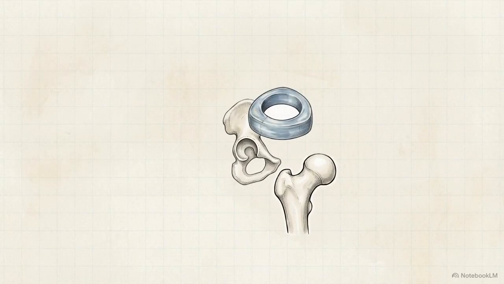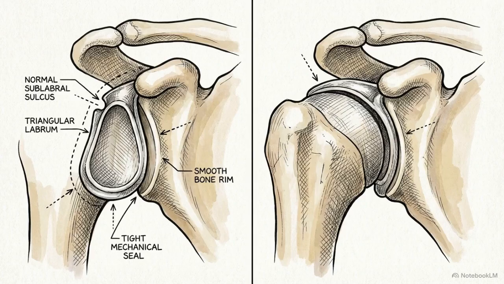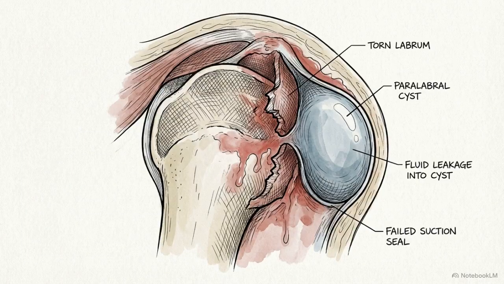This presents a small foci of marrow-equivalent signal intensity, and its presence can complicate surgical repair by requiring complete labral debridement. Identifying these markers matters because variants represent normal mechanical stability, while tears, detachments, and cysts provide direct visual evidence that the joint suction seal has structurally failed.